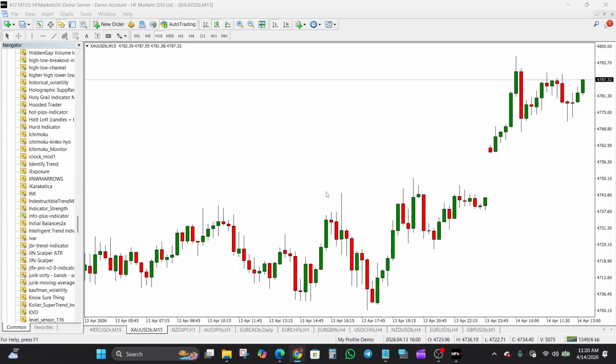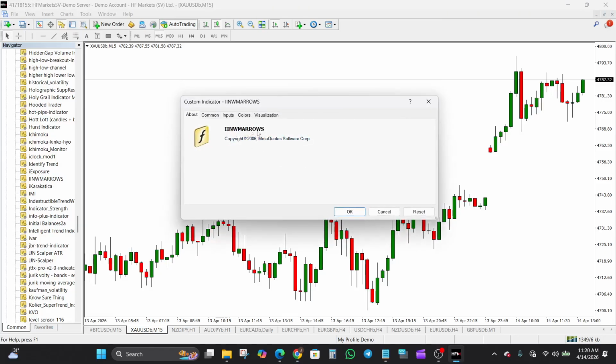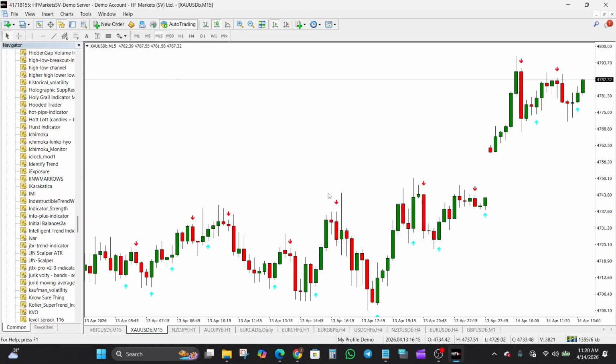In this video we are going to be discussing the IINWMARROWS indicator. Well, I don't know how I'm going to pronounce this, but this is what we're going to be discussing in this video. All right, this is how the indicator looks like. It's pretty straightforward because it uses arrows. It's an arrow based indicator.